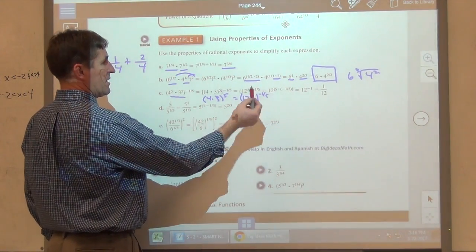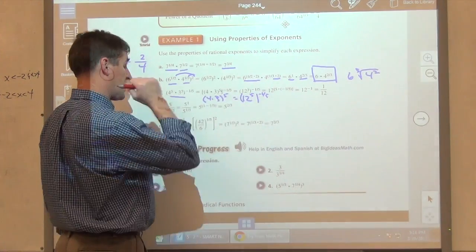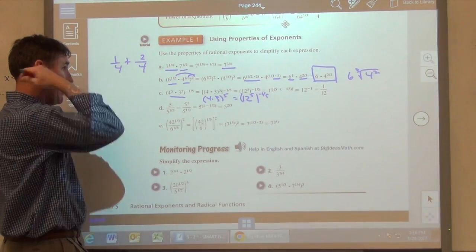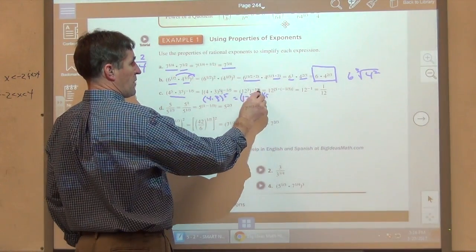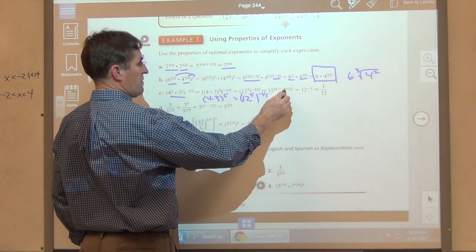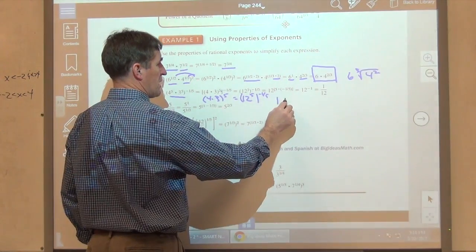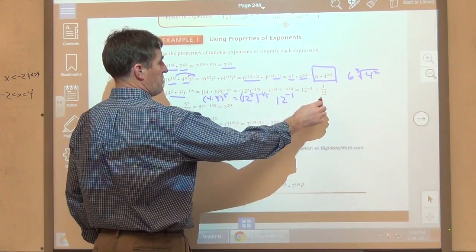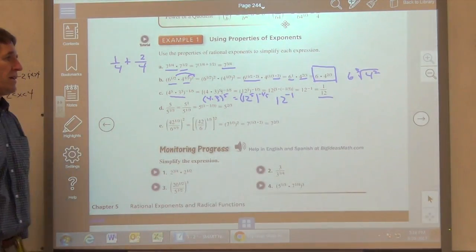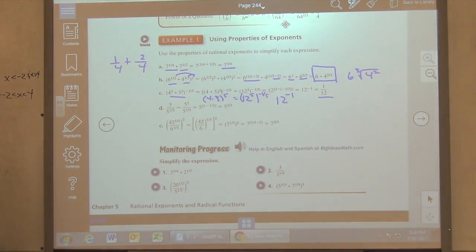And then a couple ways you can do this. You can move this to the denominator and make it positive, but they just went ahead and multiplied first, which is what I would do. Power to a power you multiply, so 5 times negative 1/5 becomes 12 to the negative first. And then because it's a negative power, it moved it to the denominator, and you put a 1 on top, so it becomes 1/12.